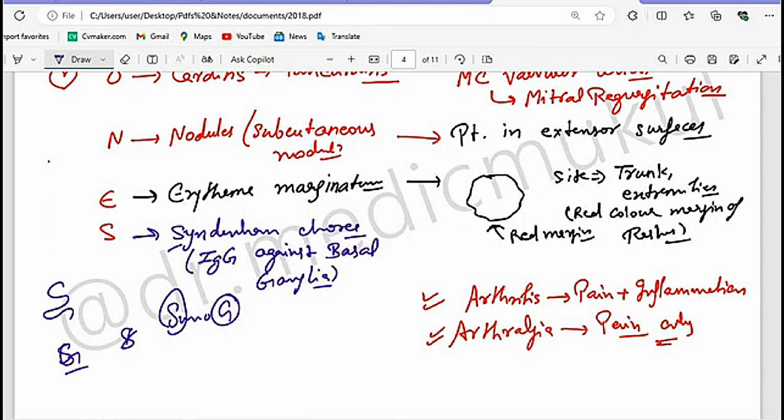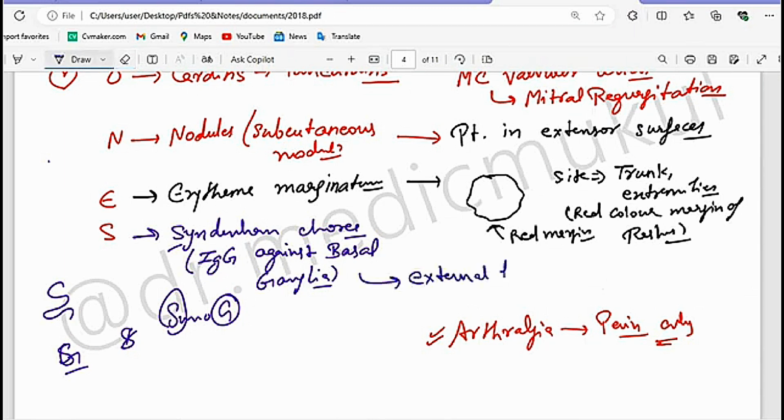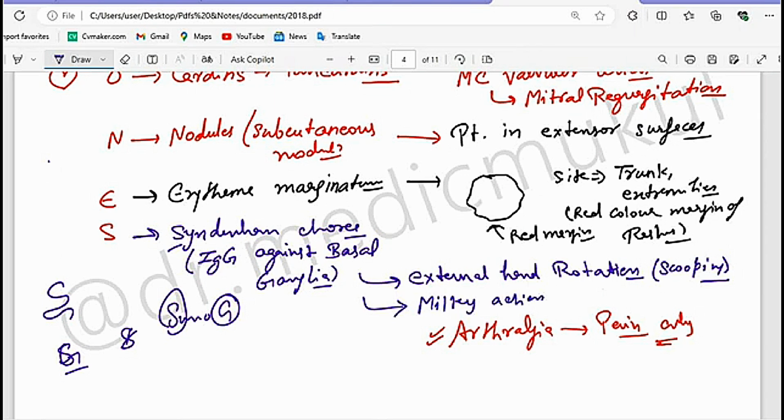What will you see in Sydenham chorea? Remember, there would be external hand rotation, and typically we call this condition scooping. And in Sydenham chorea, the patient will have milkmaid's grip, the milky action.